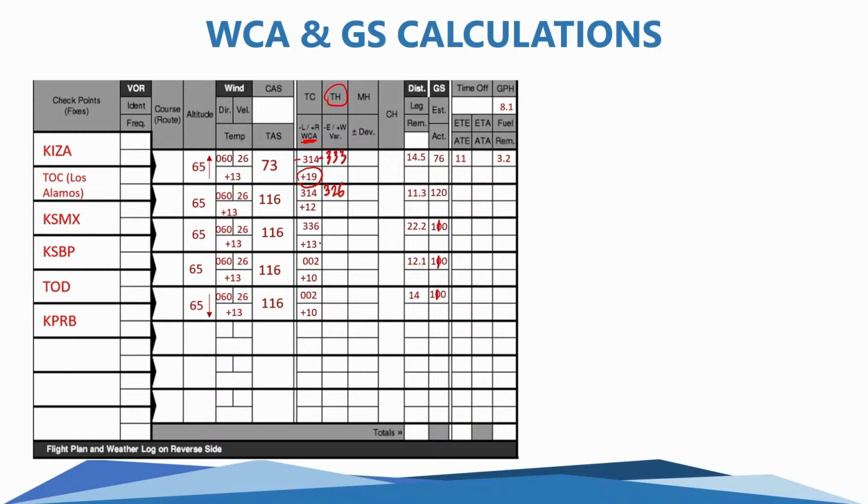And then you're basically going to continue with those wind correction angles, right? We have 336 plus 13, and that gives me 349. And all you're going to do is take your true course, your wind correction angle, either add it or subtract it, and then you're going to come up with your true heading.